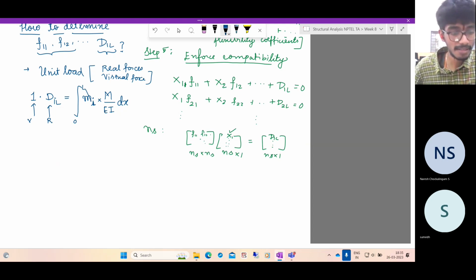So this is how you determine the displacements due to the applied real loading. So this is again virtual internal forces. These are the real internal displacements.